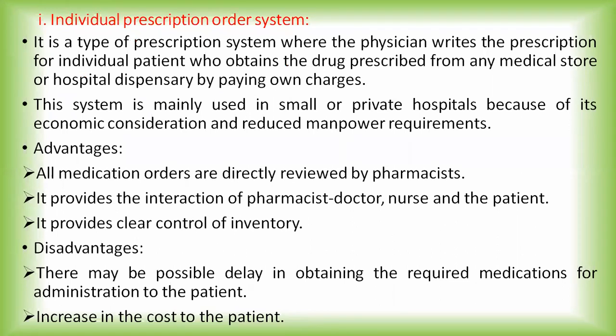So first is the individual prescription order system. It is very simple. It is a type of prescription system where the physician writes the prescription for an individual patient, who obtains the drug prescribed from any medical store. It is not mandatory that he obtain those drugs only from the hospital pharmacy which is attached to the hospital. He may obtain the drugs from outside of the hospital, from any medical store, or from the hospital by paying his own charges.